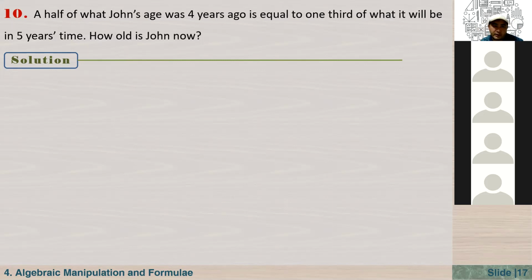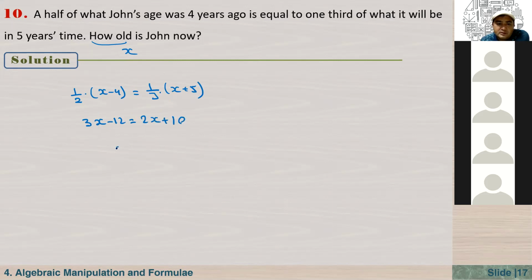Okay, that's a very easy question, right? Let's say how old is John now? Let's say now John's age is x. A half of what John's age was 4 years ago, that is x minus 4, is equal to 1/3 of what it will be in 5 years' time, that is x plus 5. If you multiply both sides by 6, here we have 3x minus 12 and here we have 2x plus 10. So x is equal to 22.